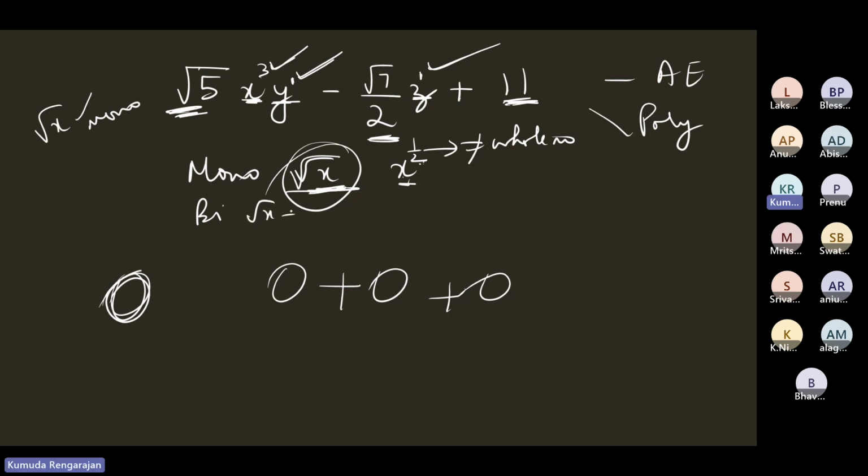Similarly, when you have root x plus 5, it has two terms. I'm not saying it does not have two terms. It does have two terms, but it is an algebraic expression with two terms, not a polynomial with two terms. Why is it not a polynomial? Because the power of x is 1 by 2, which is not a whole number, so it cannot be called a polynomial. It is not a binomial because it is not a polynomial.